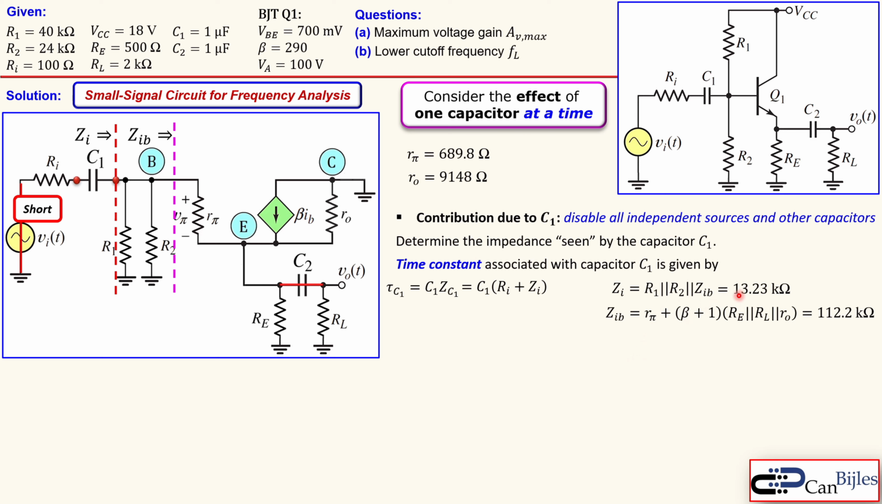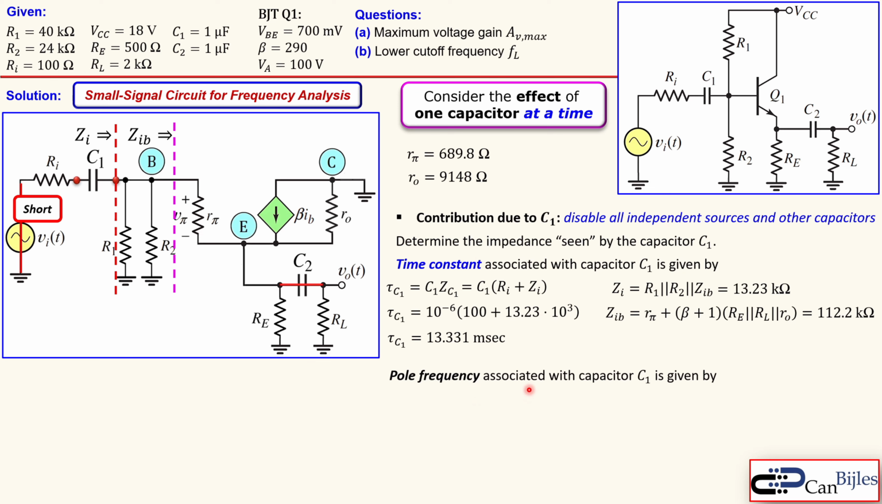So we have now here 13.23 kilo ohms plus 100, and that together times 10 to the power minus 6, because that's 1 microfarad, that's shown here, and that will result in this 13.33 milliseconds approximately. And the pole frequency associated with this capacitor C1 is given by 1 over this time constant, which is then this, and that will result in 75.01 radians per second.